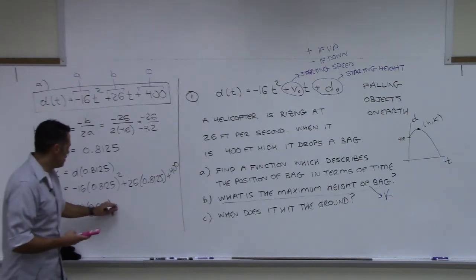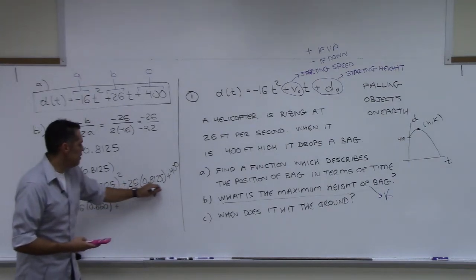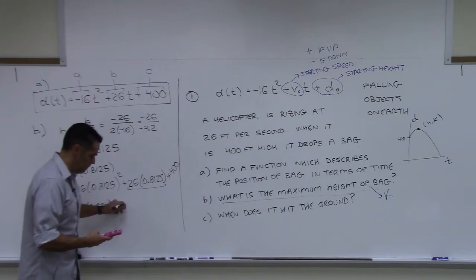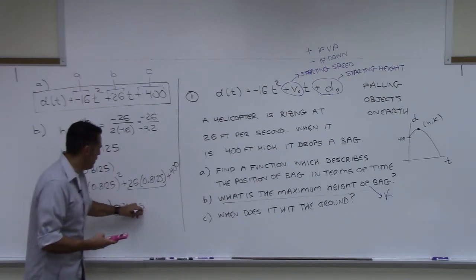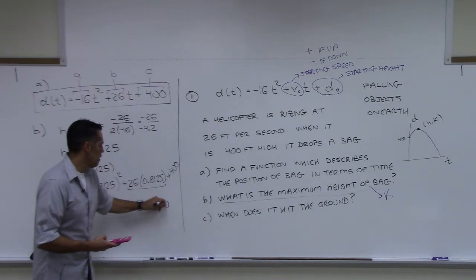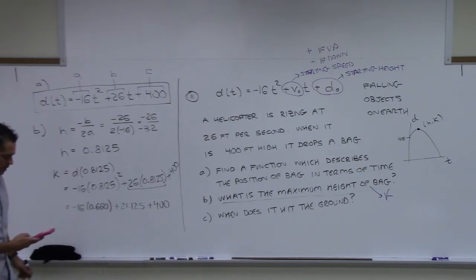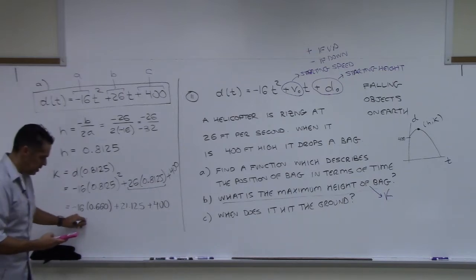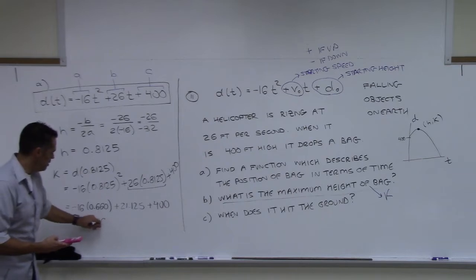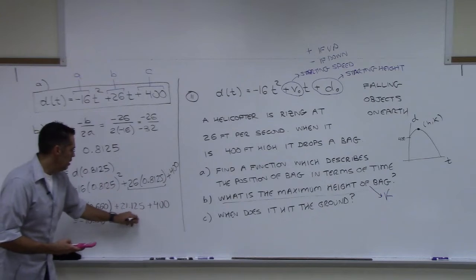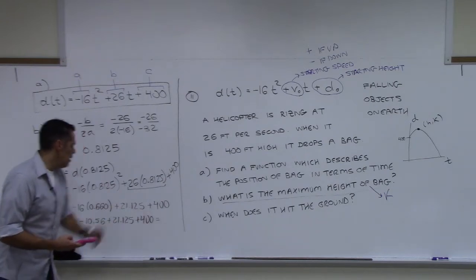And then plus, let me go ahead and multiply those two together. So 0.8125 times 26 gives me 21.125, and then plus 400. I'm going to go ahead and multiply those two together. Negative 16 times 0.66, that's it. So I get negative 10.56 plus 21.125 plus 400, and I'll add all that together.